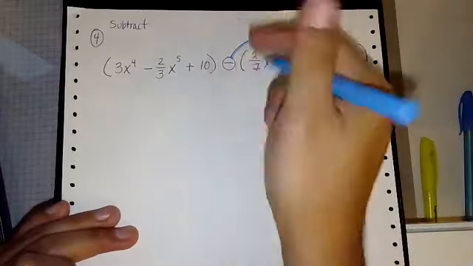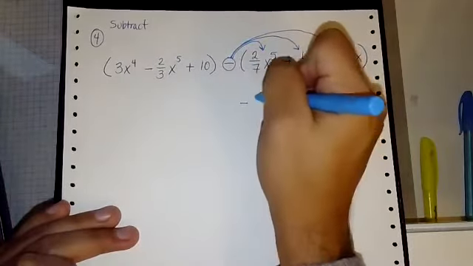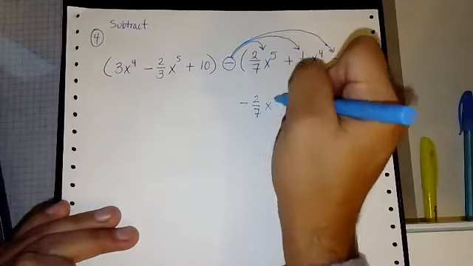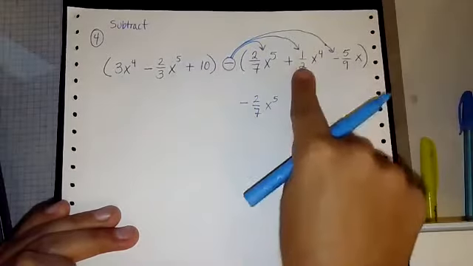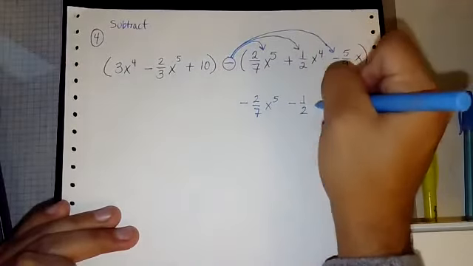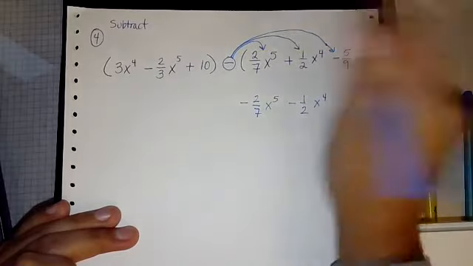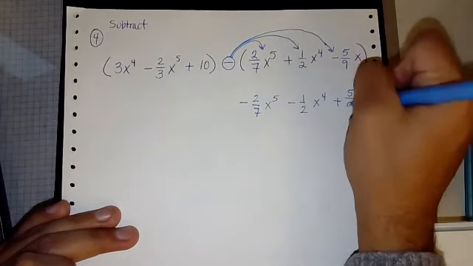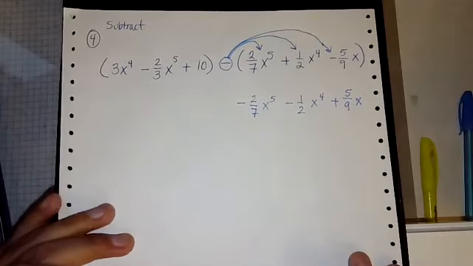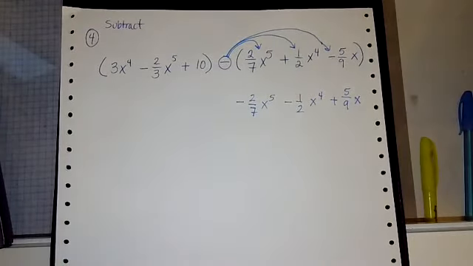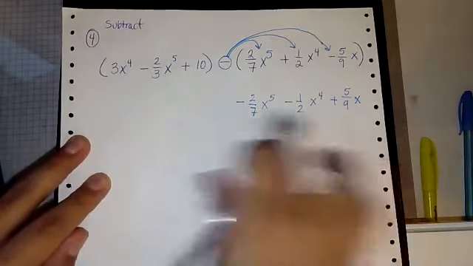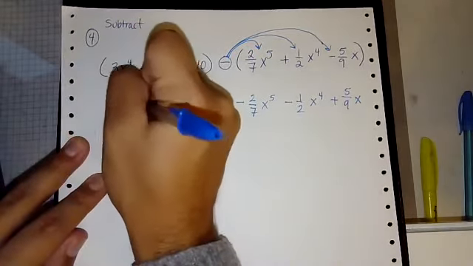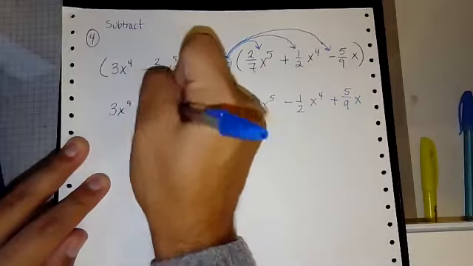So really, this will become -2 over 7 x to the 5th. This will become -1/2 x to the 4th. And then negative times a negative is going to be positive 5/9 x. Okay. And you only have to worry about common denominators when you add or subtract fractions. So what we have to do is write this polynomial down as it is.